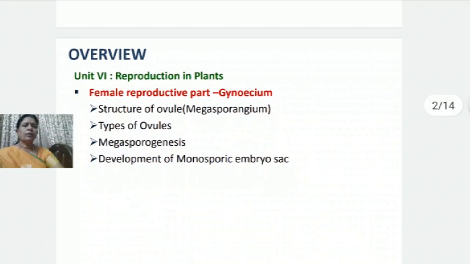Today we will discuss reproduction in plants. It is a female reproductive part, the gynoecium. In that we will discuss the structure of the ovule, that is the megasporangium, and the types of ovules, then the development of the ovule, that is called megasporogenesis, and the development of the monosporic embryo sac.